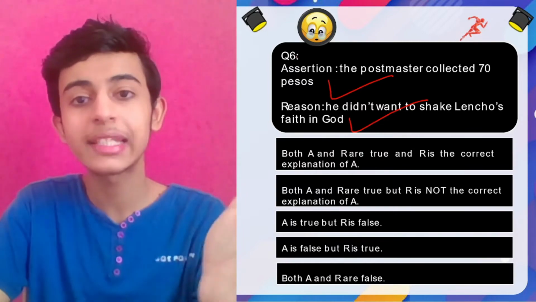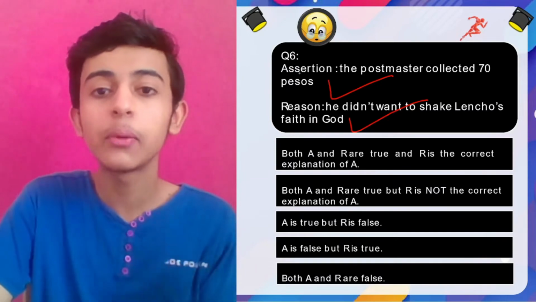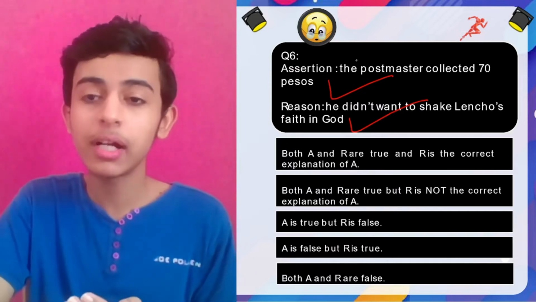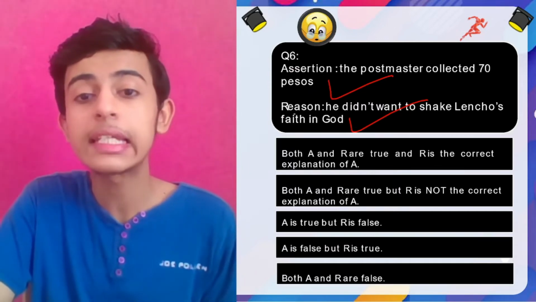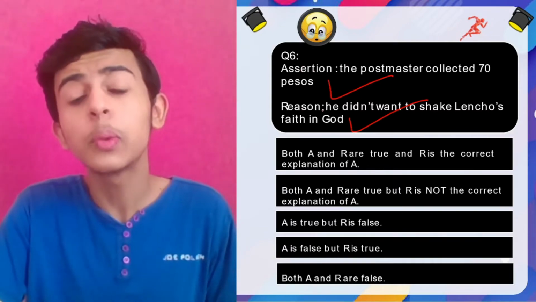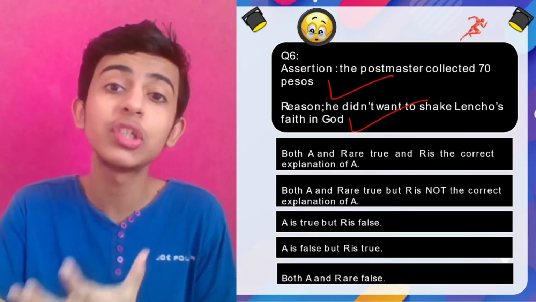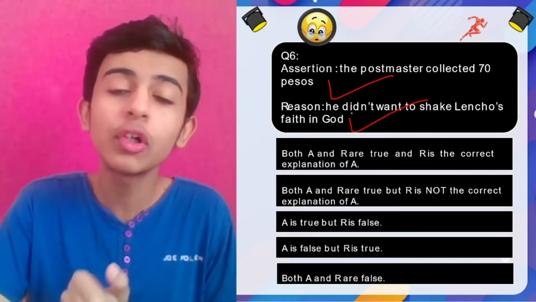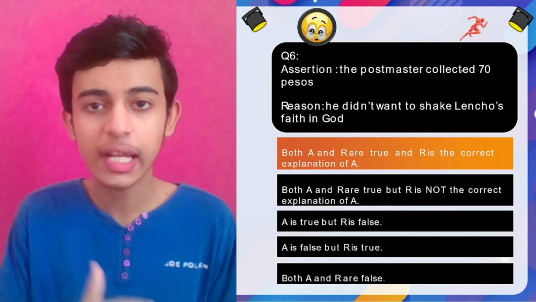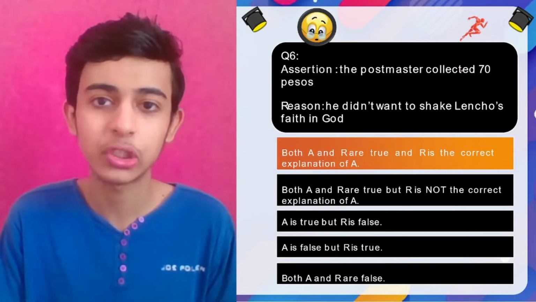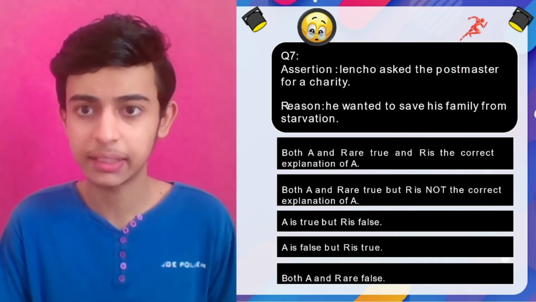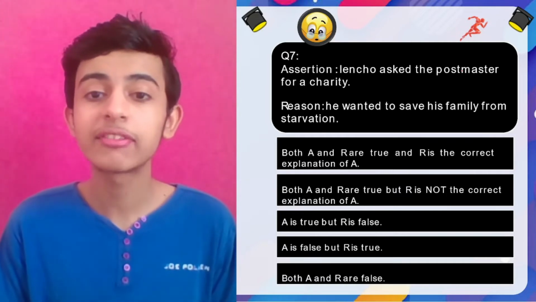In this case, first you have to examine both of them individually, and then you have to find the relation between them in case both of them come to be true. So right now, both of them are true for me. So I'll try to examine if reason is the correct explanation of assertion or not. I'm able to see that the postmaster, who was caring about Lencho, who was impressed because of Lencho's firm faith in God, did not want to shake Lencho's faith, and that's why he collected 70 pesos. So the answer should be both assertion and reason are true, and reason is the correct explanation of assertion. Right? Next question. Assertion says Lencho asked the postmaster for a charity. Reason, he wanted to save his family from starvation.